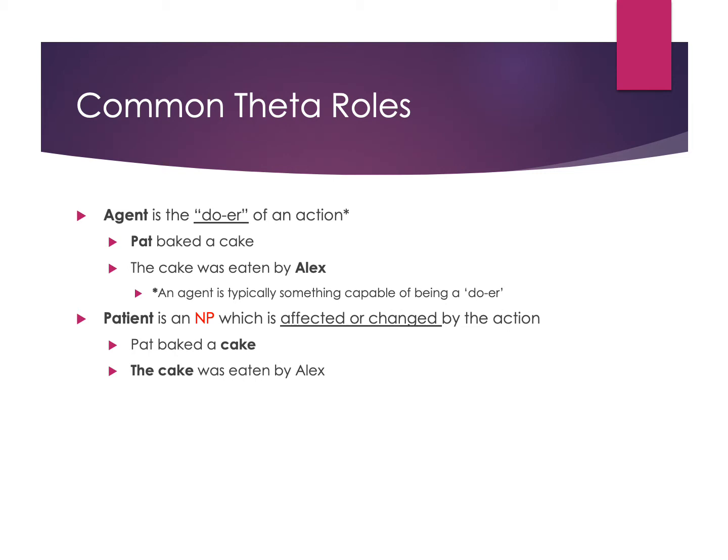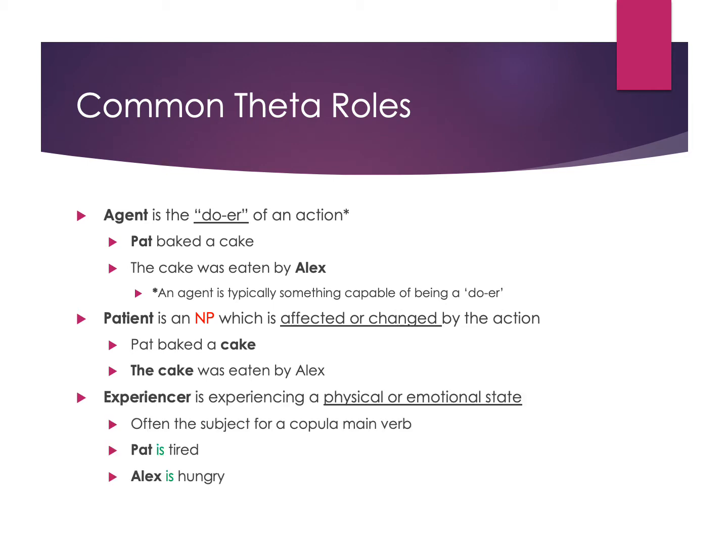But as we mentioned, not all verbs are action verbs. And so things like copula constructions can often lead to a theta role of what's known as the experiencer, where the subject is experiencing some sort of physical or emotional state. They're not acting on anything. They're not doing anything. So this would often be the subject of a copula verb. So if I say Pat is tired, Pat is experiencing the state of tired. Alex is hungry. Alex is experiencing the feeling of hunger. So they're not doing something. They're experiencing some sort of physical or mental state.